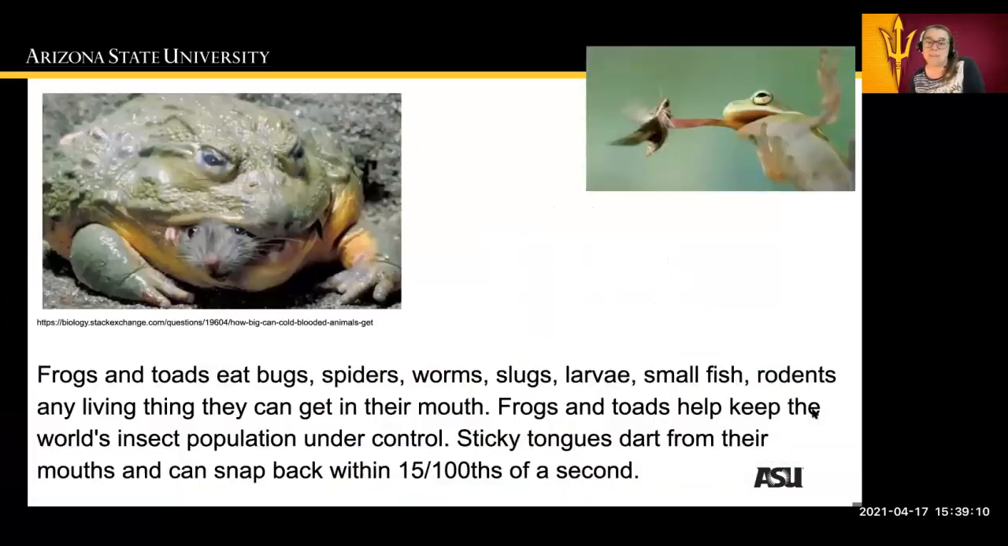Frogs and toads eat bugs, spiders, worms, slugs, larvae, small fish, and even rodents. Honestly, they'll eat anything they can get in their mouth. Frogs and toads help to keep the world's insect population under control, and their tongue whips out and it coils up. And when it flips out, it can dart from their mouth and snap all the way back in within 15/100ths of a second.